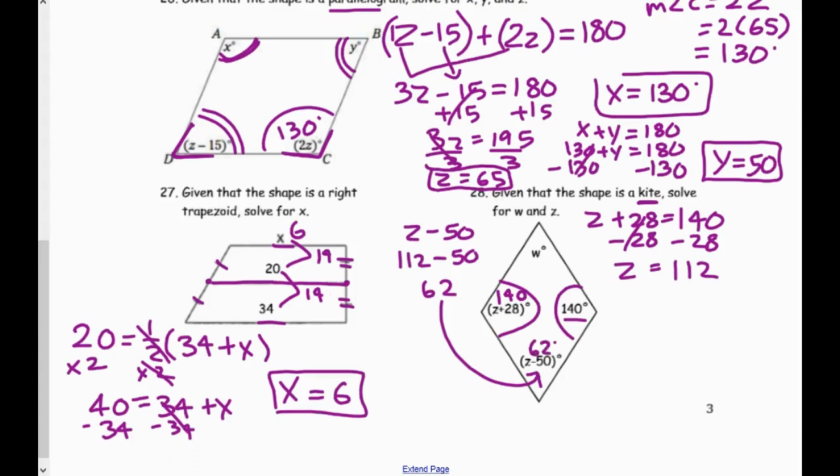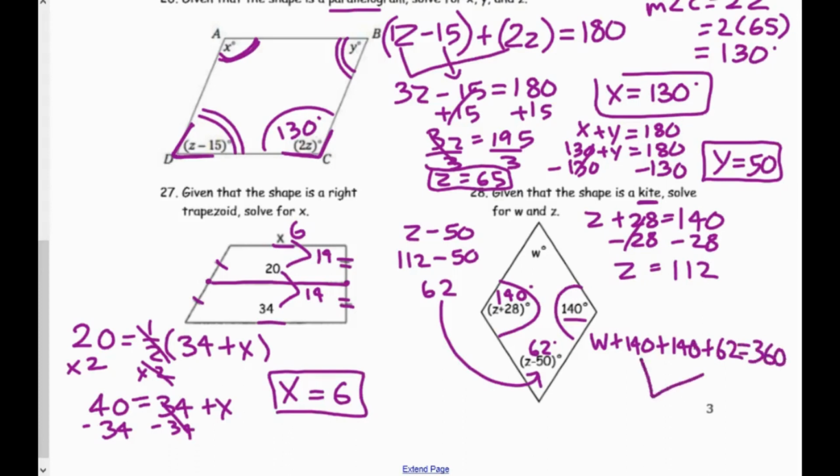So if I know 3 of my angles, and I'm missing the 4th angle, remember, inside of a 4-sided figure, it adds up to 360, okay? So W plus 140 plus 140 plus 62. I'm adding up all 4 angles. One of them is missing, though, right? That's supposed to equal 360.